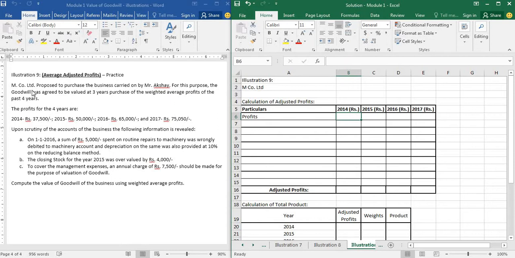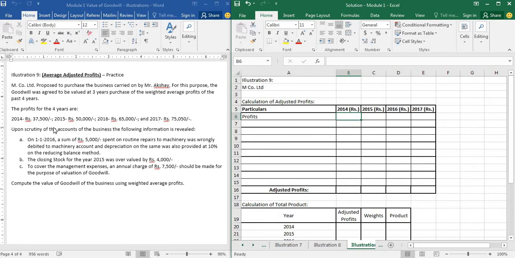So guys, the problem that was given to you was this one, illustration number 9. M Company Limited proposed to purchase the business carried on by Mr. Akshay. For this purpose, the goodwill was agreed to be valued at 3 years purchase of the weighted average profits of the past 4 years. So again, the goodwill will be 3 years purchase. So whatever average adjusted profits amount we get, we'll multiply it by 3 to find out the value of goodwill.